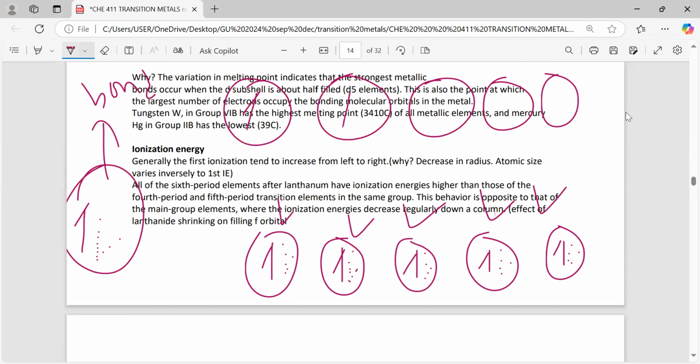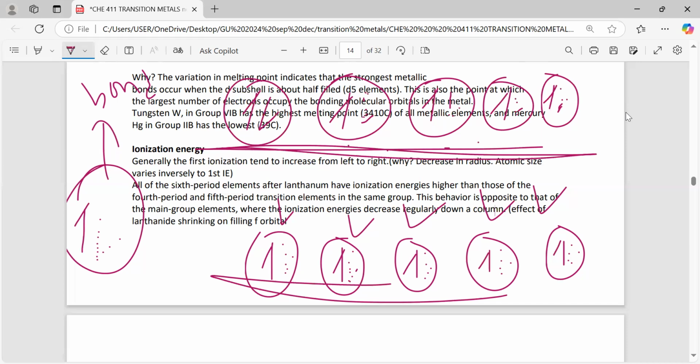Okay, D6. So if it's D6, how many bonds will you form? Just 4 bonds. But here, which was everything empty, you'll form 5 bonds. So here you'll just form 1, 2, 3, 4, 5 bonds. So here the bonding will be slightly weaker and here very strong. And that is what you've been explained there.